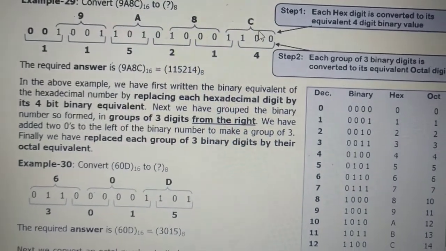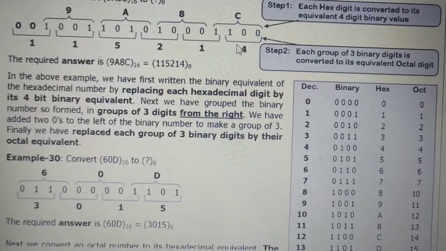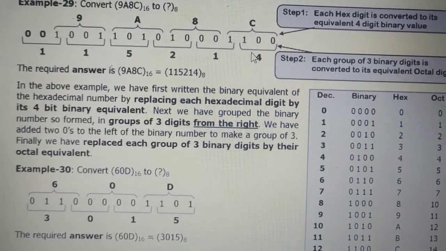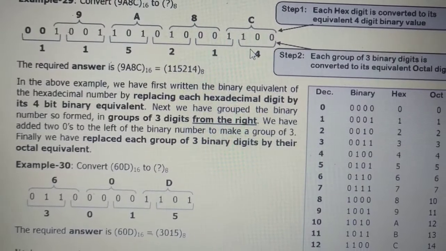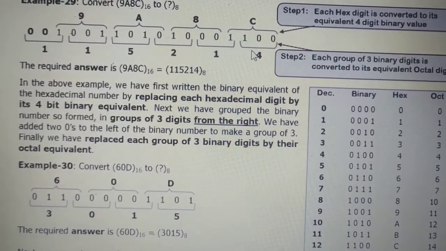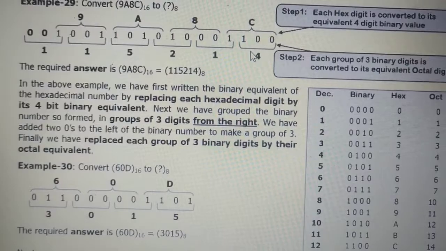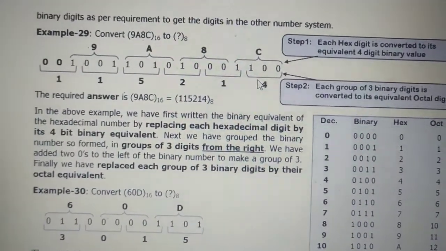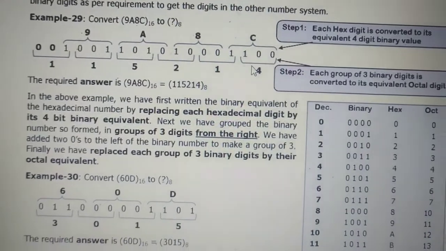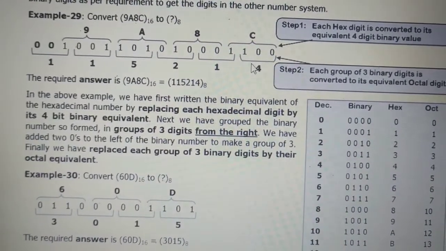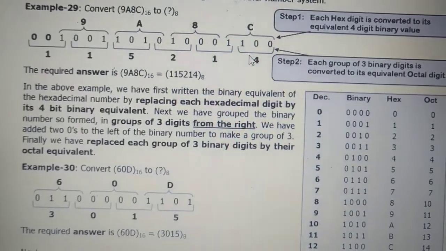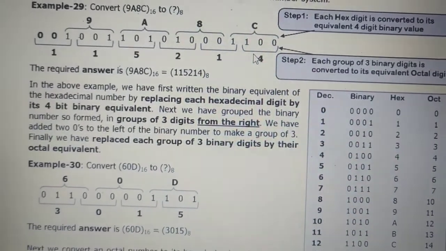Okay, now we have to convert. In octal representation 100 means 4, 001 represents 1, 010 represents 2, 101 represents 5, 001 represents 1, and 001 represents 1. So in this way, if you want to convert from hexadecimal to octal, first we have to convert hexadecimal to binary. Then from the binary we will convert into the octal number system.